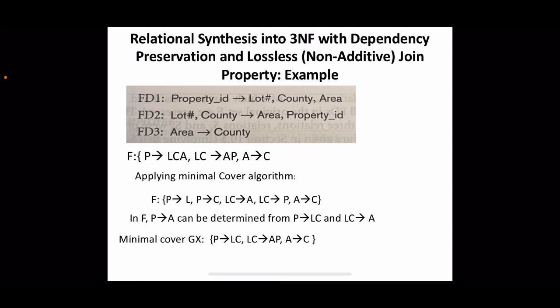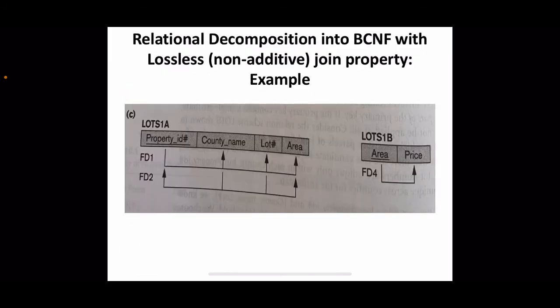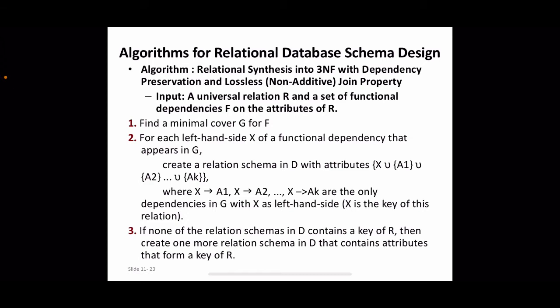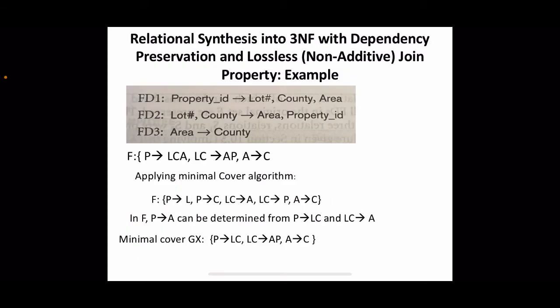Let us take the other example itself, the relational schema corresponding to loads 1A. This schema we are taking as the universal relation. So 4 attributes are there: property ID, county name, lot number and area. And we have been given a set of functional dependencies also. So 3 functional dependencies are there. First one is property ID determines lot number, county name and area. Lot number and county name together determine area and property ID, and area determines county name. These are the functional dependencies.